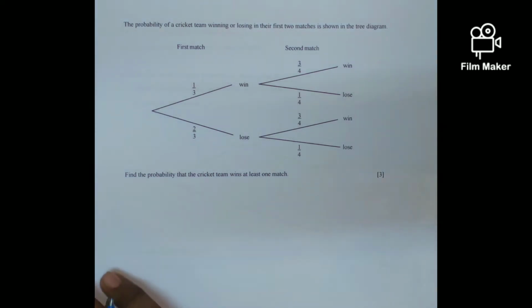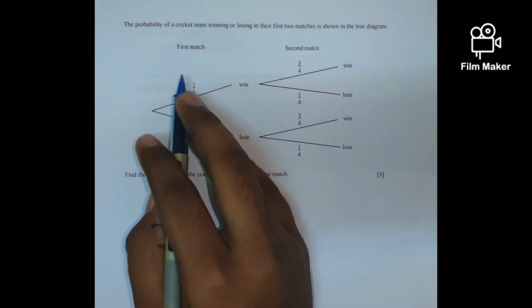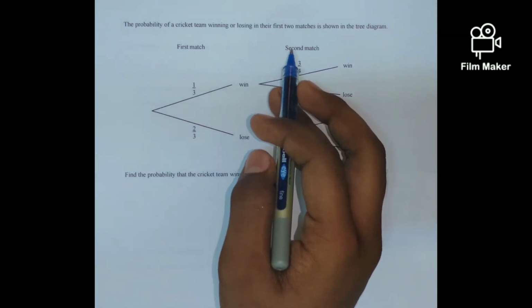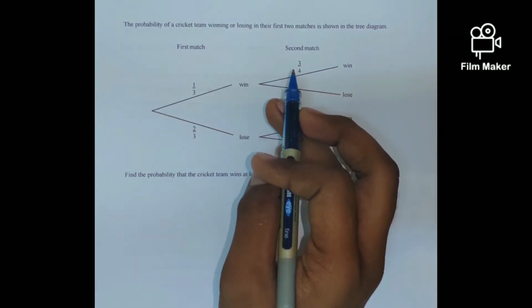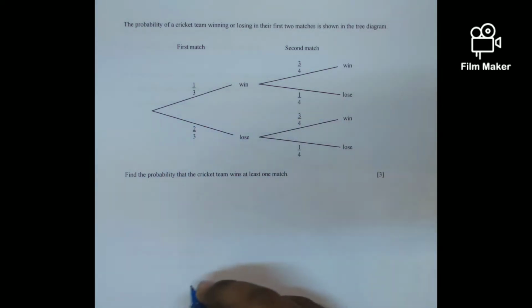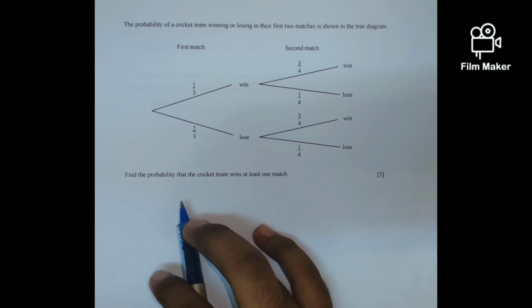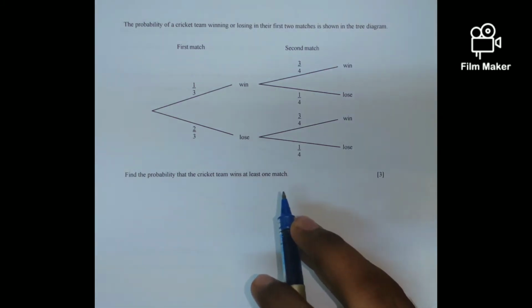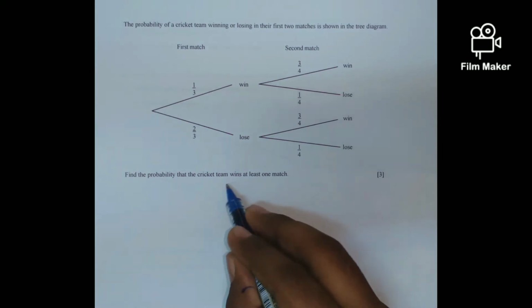So let's get started. The first question is: the probability of a cricket team winning or losing in their first two matches is shown in the tree diagram. So this is the tree diagram, and it asks us to find the probability that the cricket team wins at least one match.